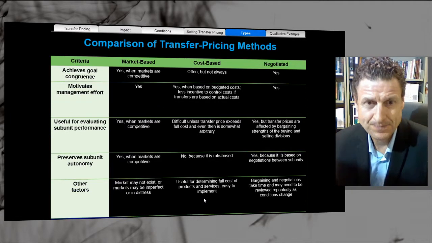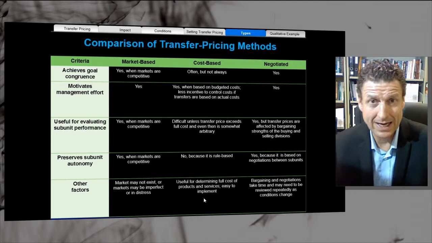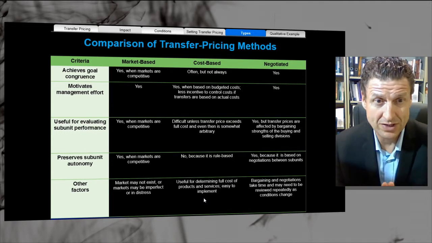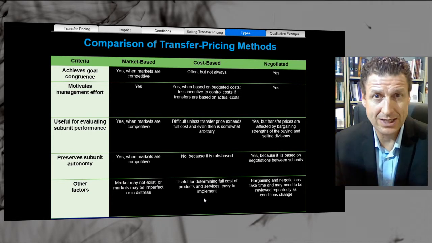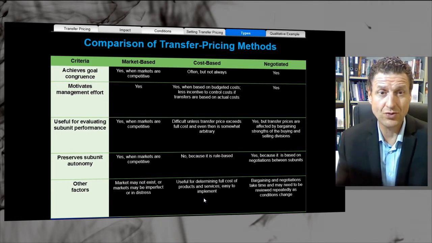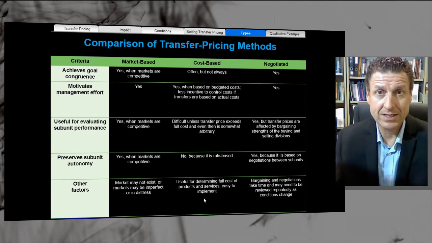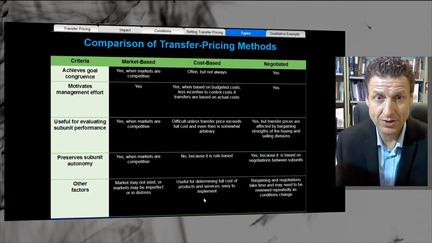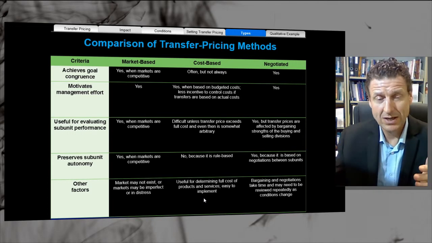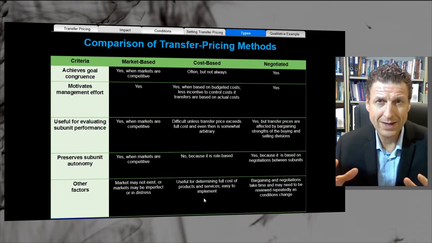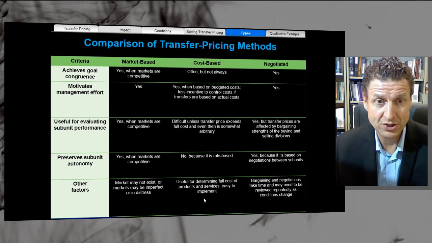So let's have a look at what we mean by how we might apply these different rationales of using transfer pricing. So as I said earlier, it achieves goal congruence, motivates managerial effort, is used for evaluating subunit performance, preserves subunit autonomy, and there may be other factors, but what I've said previously was 3 factors. Now we've got 4, but we're really breaking apart the second one. That is evaluating subunit performance. We're breaking it up into motivating managerial effort.